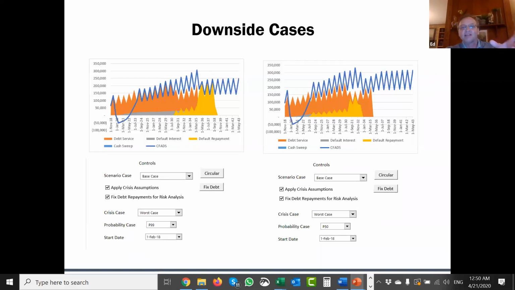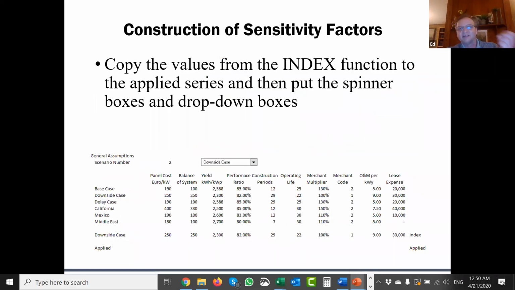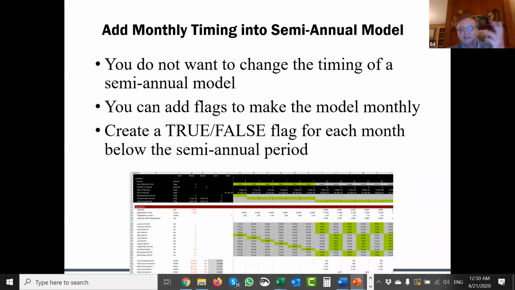This is just modeling downside cases. I've really done this. Again, you're going to use the input index function and make some of these little tools. Another thing that's really going to be important in project finance is to be able to take a model you have that's probably a semi-annual model and convert it, at least over this crisis period, into a monthly model.